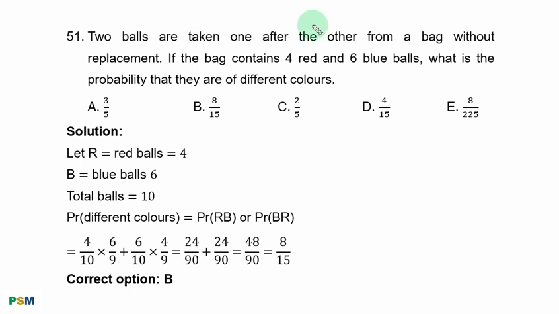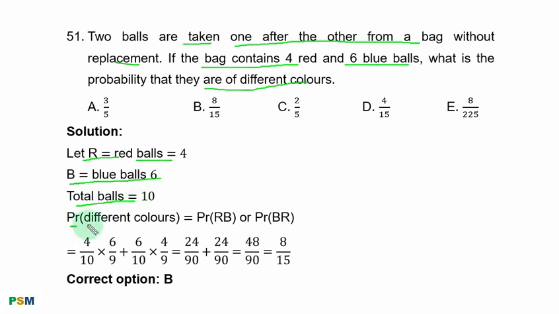Question 51. Two balls are taken one after the other from a bag without replacement. If the bag contains 4 red and 6 blue balls, what is the probability that they are of different colors? Solution: let R equal red balls, they are 4 in number, B equal blue balls, 6 in number, total balls equal to 10.